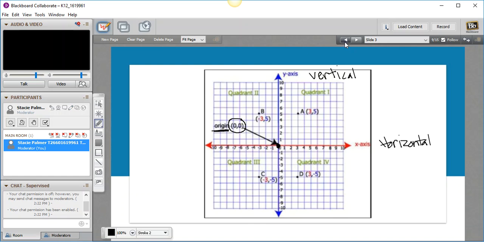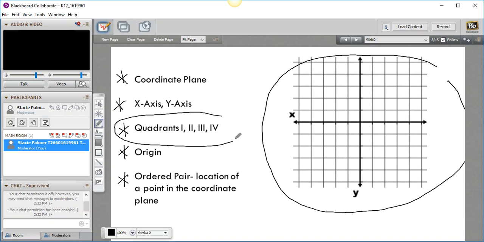Okay. The next thing we need to talk about is quadrants. So this is quadrant 1, this is quadrant 2, this is quadrant 3, and this is quadrant 4. Okay. Any point that is within quadrant 1 is going to have a positive x value and a positive y value. Okay, so from the origin to get to a point in quadrant 1, we're moving to the right and up. Okay, that's where this positive and positive comes in. Okay, to the right and up.